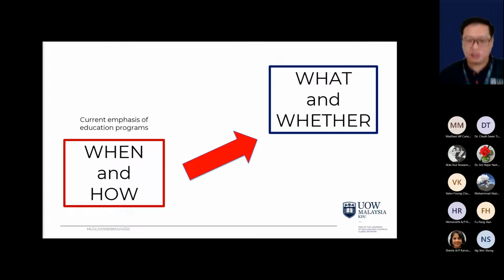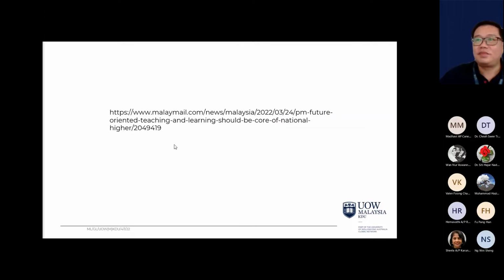That is the whether. Why? Because the industries are looking at it. Industry wants people who are ethical. Industry wants people who have good interpersonal skills and so on. Okay, so this is transformative. All right.